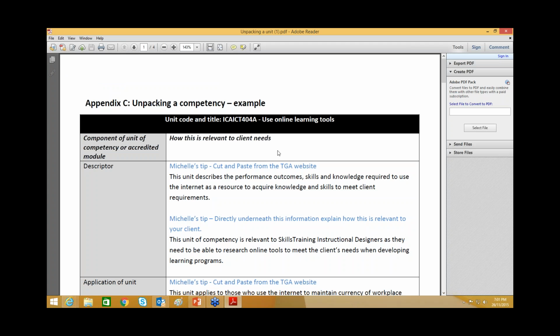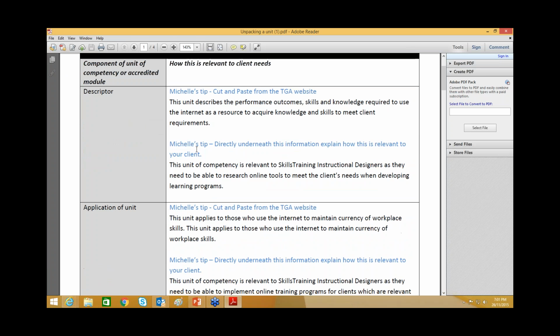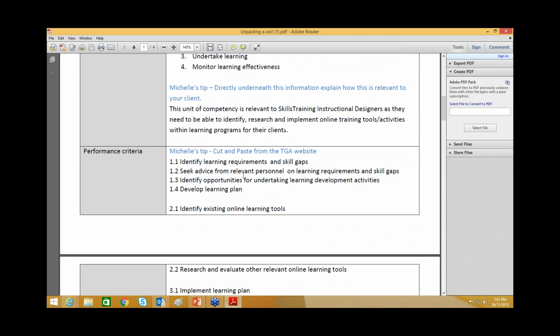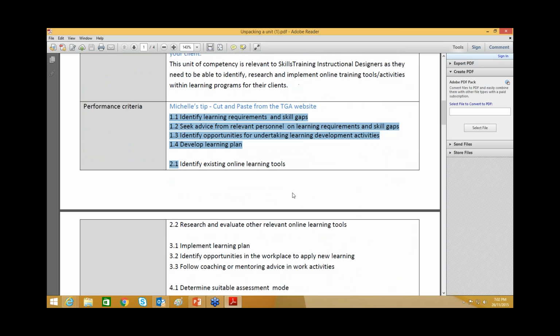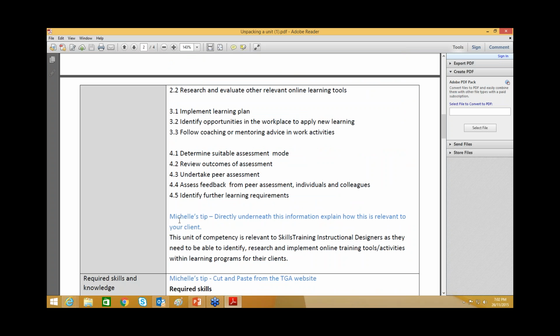So that's an example. Now, what Michelle is saying, let's talk about performance criteria directly. Cut and paste performance criteria directly from training.gov.au. And right here, after performance criteria, write directly underneath this information, explain how this is relevant to your client. And here is an example. This unit of competence is relevant to skills training instructional designer as they need to be able to identify, research, and implement. So contextualize it here in a few lines.